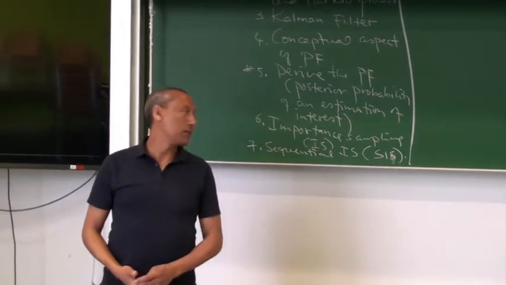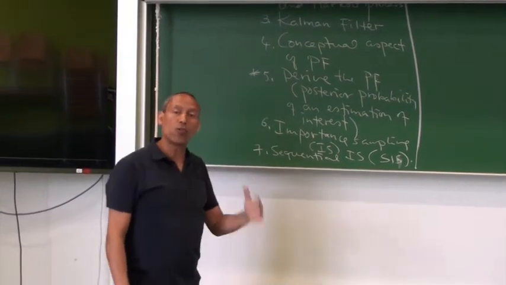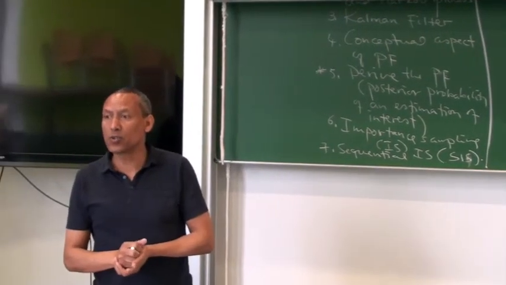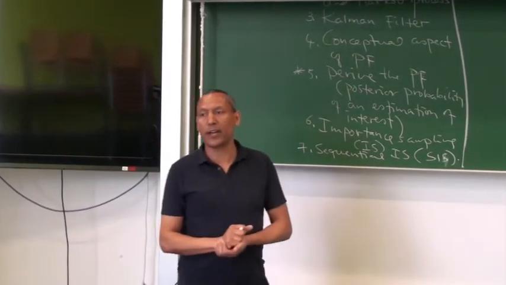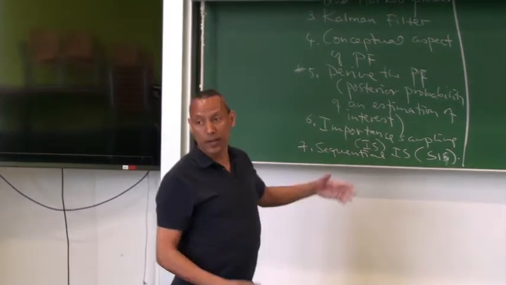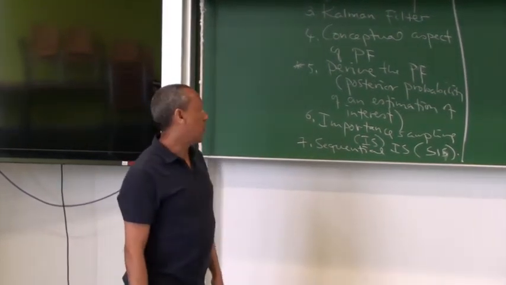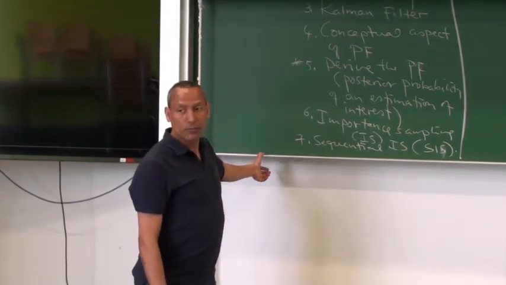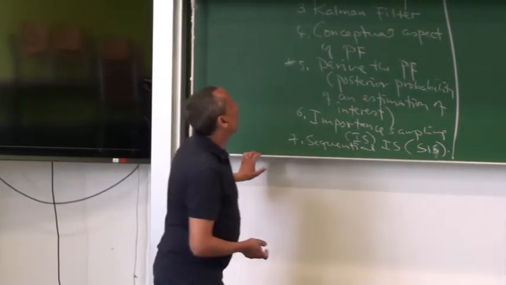By this time, we understand the main goal of particle filter. We understand the steps we need to take into account to derive importance sampling, and how we can simplify the particle filter formulation so that we can implement it in computationally simple devices. Is everything fine so far? Yes. Okay, good. Thank you.